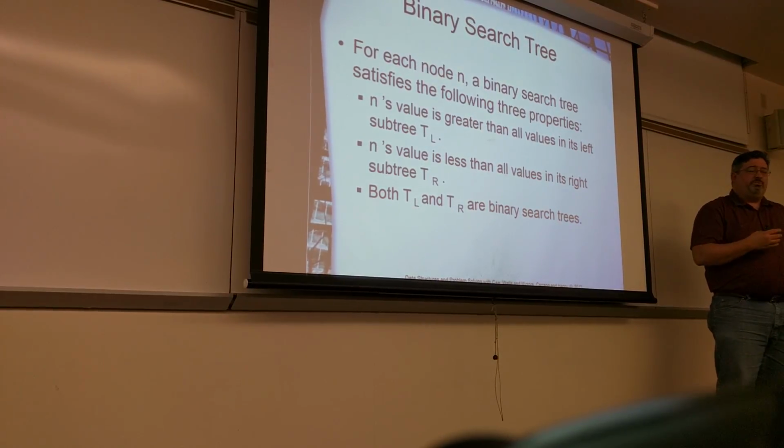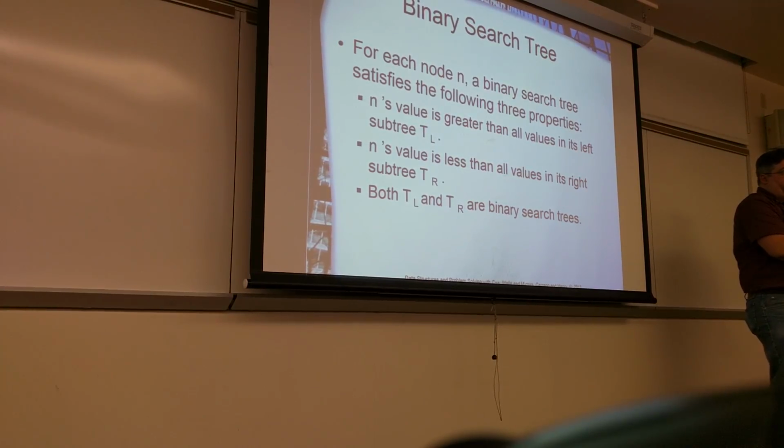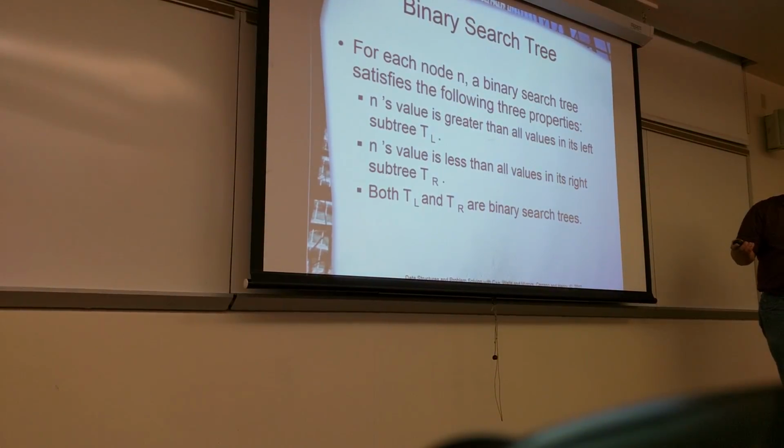And this is with no duplicates. If you allow duplicates, then you have to decide one side or the other accepts the equal. But with no duplicates, everything on the left is less than the node itself, and everything on the right is greater. So here's a picture of that. Now I'll come back to a more formal definition in a second.